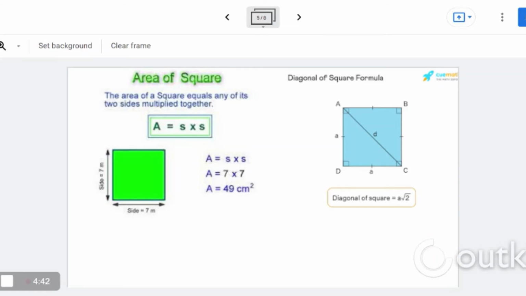Similarly, this is your question number 2. I'm moving to question number 2A. B and C, you should be doing it yourself. Only the numbers are different. The method will be the same. Now let us focus on the square.